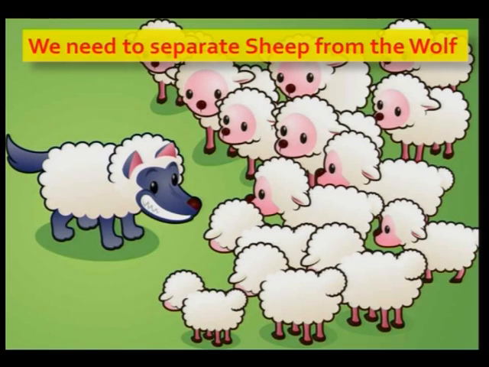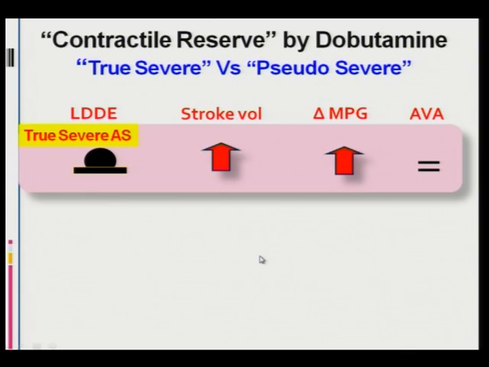A clinician has to distinguish between a true stenosis and the pseudo-stenosis. At the same time, a clinician has to decide which patients are going to benefit from operative treatment, so as not to have a very high surgical mortality on their hands. For this, we use low-dose dobutamine, and the use of low-dose dobutamine is to stimulate the heart to have increased contractility.